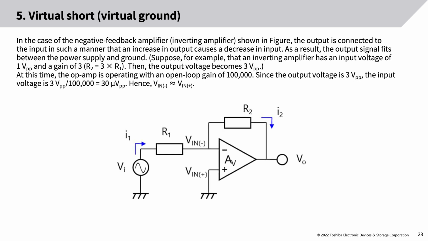In the case of the negative feedback amplifier, inverting amplifier, shown in the figure, the output is connected to the input in such a manner that an increase in output causes a decrease in input. As a result, the output signal fits between the power supply and ground. Suppose, for example, that an inverting amplifier has an input voltage of 1 VPP and a gain of 3, R2 equals 3 times R1. Then, the output voltage becomes 3 VPP. At this time, the op-amp is operating with an open-loop gain of 100,000. Since the output voltage is 3 VPP, the input voltage is 3 VPP divided by 100,000 equals 30 micro VPP. Hence, Vin minus is approximately equal to Vin plus.